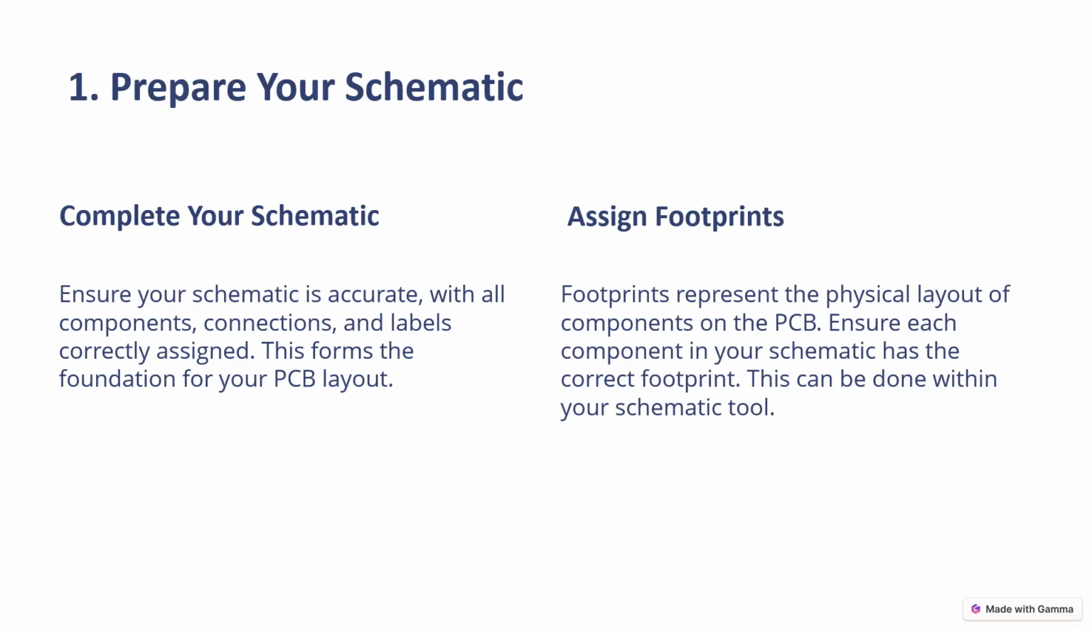Step 1. Prepare your schematic. Complete your schematic. Ensure your schematic is accurate with all components, connections and labels correctly assigned. This forms the foundation for your PCB layout. Assign footprints. Footprints represent the physical layout of components on the PCB. Ensure each component in your schematic has the correct footprint. This can be done within your schematic tool.